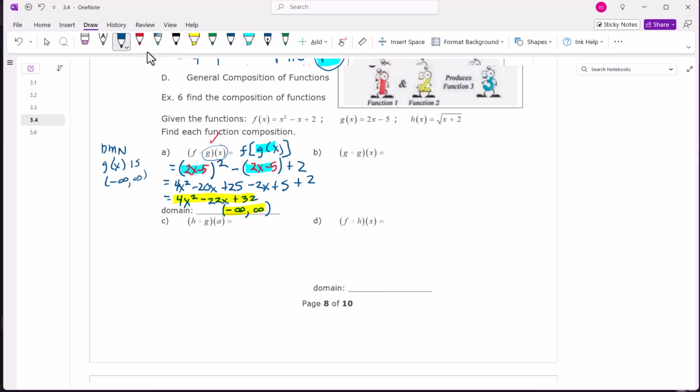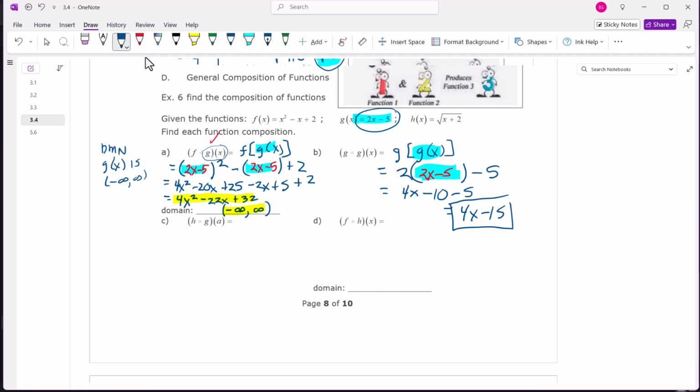This one, we can write as g of f of x. So write down what g is, which is 2 times something minus 5. And what plugs in is what f of x is. So you plug that in, then you simplify. Using the distributive property, you're going to get 4x minus 10 minus 5. So that gives 4x minus 15. Domain of that is all real numbers.